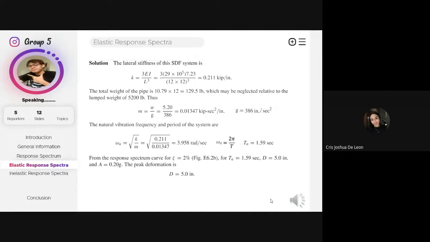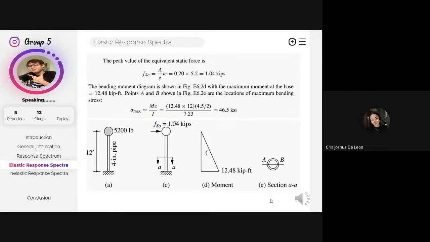Tapos, from the response spectrum, kung ipa-plot siya na may damping ratio na 2%, makukuha mo yung maximum displacement na 5 inches and acceleration of 0.20 G. Ayan, next step ay kapag nakuha mo na yung peak value ng displacement, makukuha mo na yung acceleration, tapos makukuha mo na din yung FSO, which is equal lang siya sa A over G times W. By direct substitution lang, 0.20 times 5.2, makukuha mo na yung FSO na 1.04 kips.